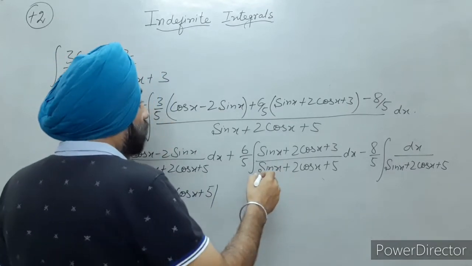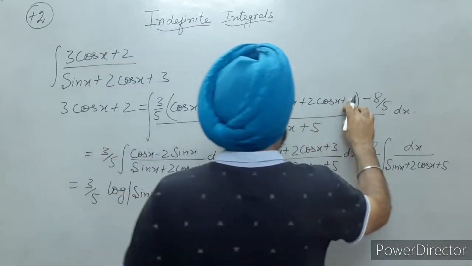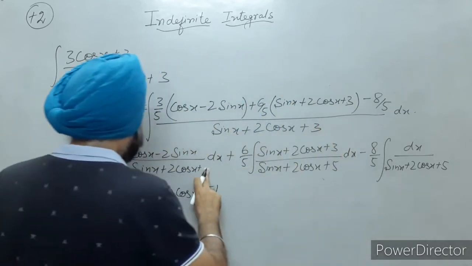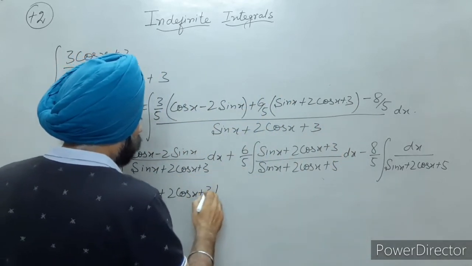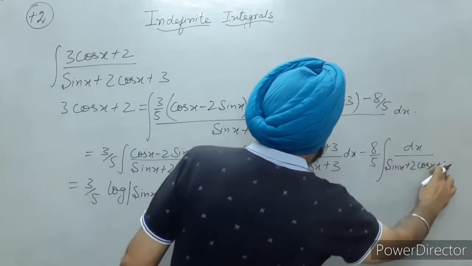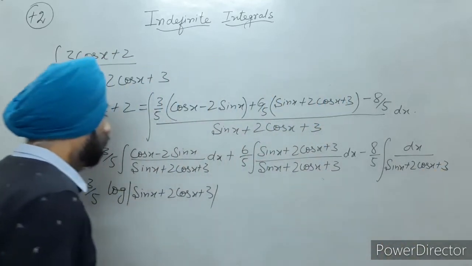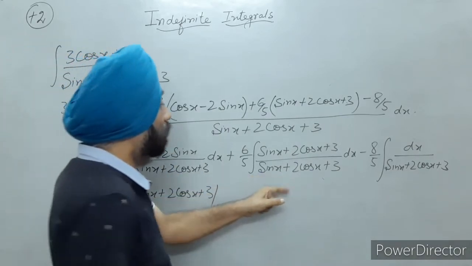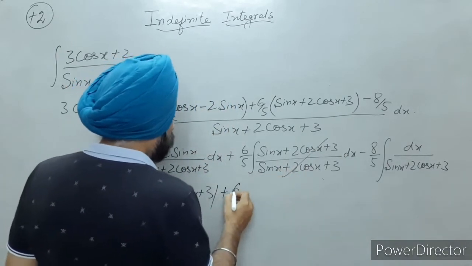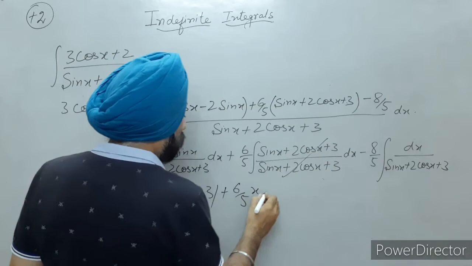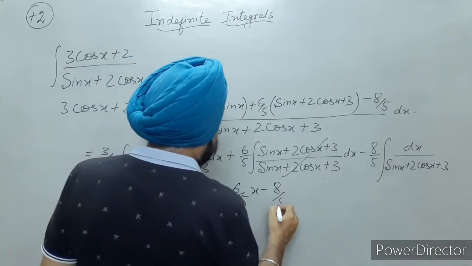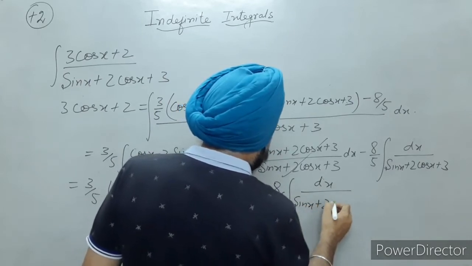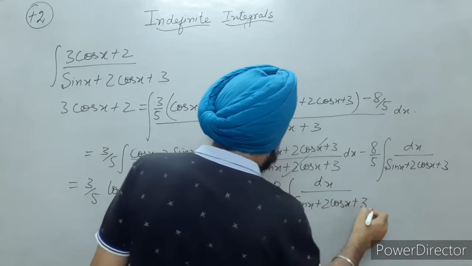Here it was plus 3, sorry, not 5. This was 3, this was 3. Again 3 and again 3. Now the derivative of this was lying over here, so I got the value. Now this cancels. That is plus 6 by 5 integral 1, which is x, minus 8 by 5 integral dx upon sin x plus 2 cos x plus 3.